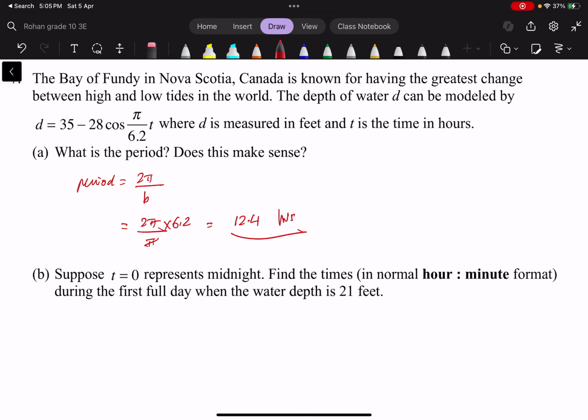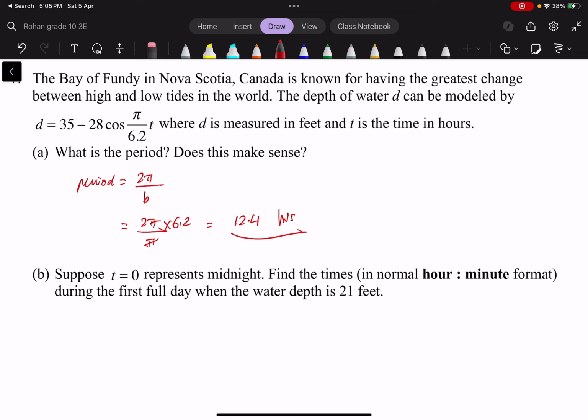Then, suppose t equal to 0 represents midnight. Find the times in hour minute format during the first full day when the depth is 21 feet. So where D is equal to 21, that's what we need to find.